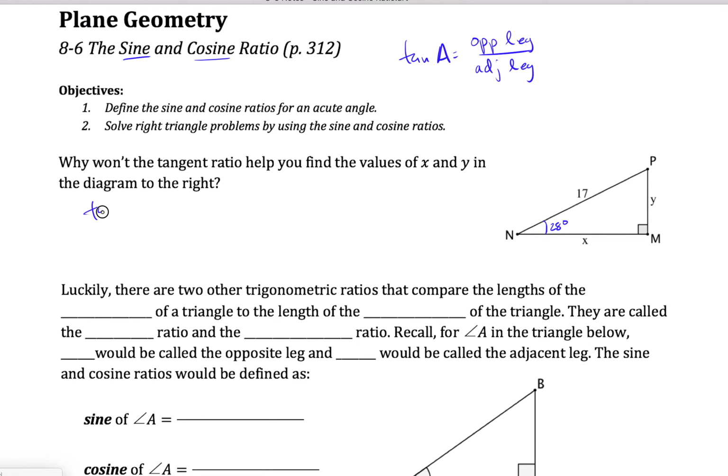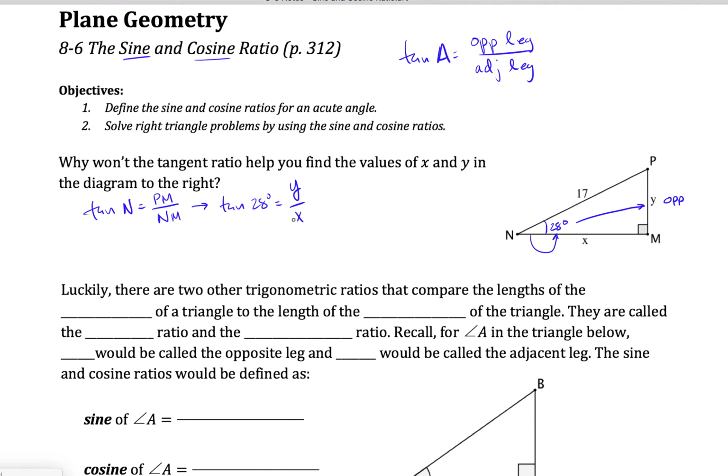Well, we know that the tangent ratio for angle n would be the length of the opposite leg, which is PM, right? If here's our angle, then this over here is going to be our opposite leg. So PM's length divided by the adjacent leg, which of course is going to be segment NM. But we know the angle N is a 28-degree angle, and we know that would be equal to PM over NM, but that would be Y over X, and we would have two unknowns, right? So there would be two unknowns in this equation that we would need to set up.